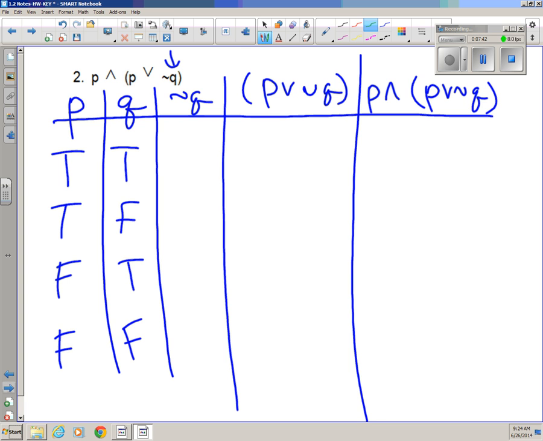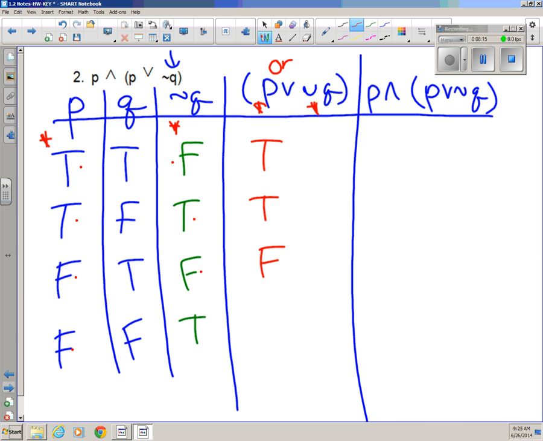Okay, I need to negate Q. So my Q column turns into the opposites. False, true, false, true. Now I need to do an OR with P and negate Q. So I'm going to look here and I'm going to look here. And I'm going to say, did I clean my room or do the dishes? If I did one or the other, I'm allowed out. So I cleaned my room, I didn't do the dishes, but I am allowed out. Cleaned room, did dishes, totally allowed out. Didn't do either chore, forget it, I'm at home. I didn't clean my room, but I did the dishes, I'm allowed out.